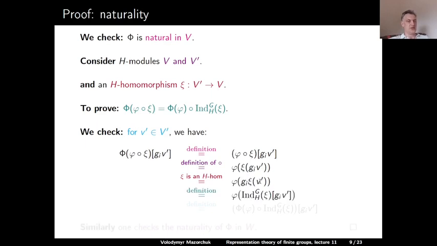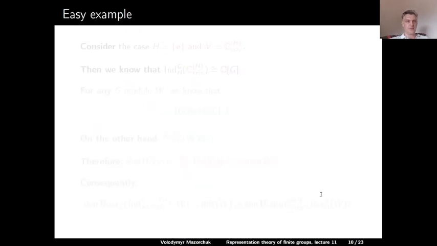So now, by definition, the argument here is exactly the induction from H to G of Xi applied to GI of V prime. And, again, by definition, this is equal exactly to capital Phi of little Phi after the induction applied to GI of V prime. And this completes the check of the naturality in V. And the naturality in W is proved similarly. And this completes the proof of our adjunction theorem.